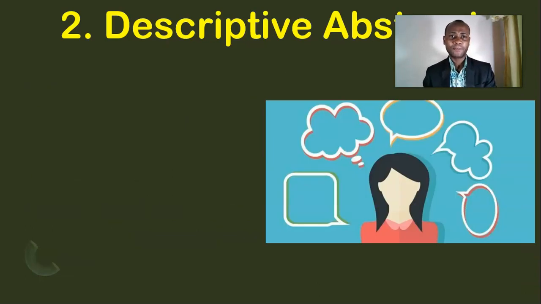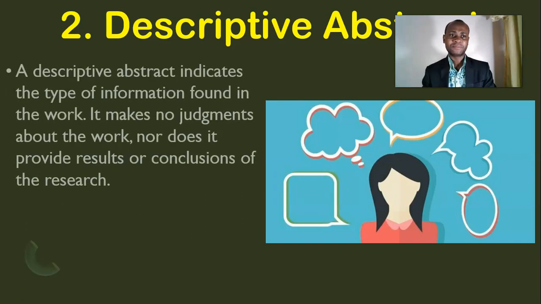So the next thing here is the descriptive abstract. It indicates the type of information found in the work, and it makes no judgment at all, nor does it provide results or conclusion of the research.